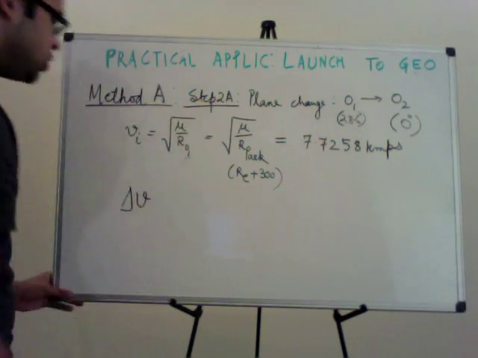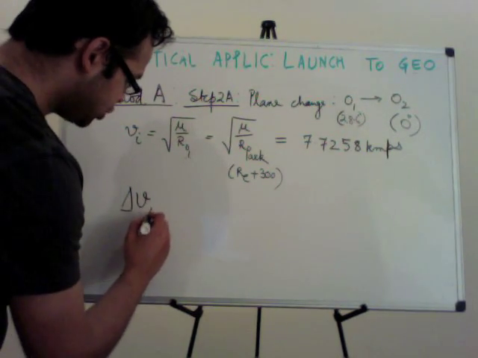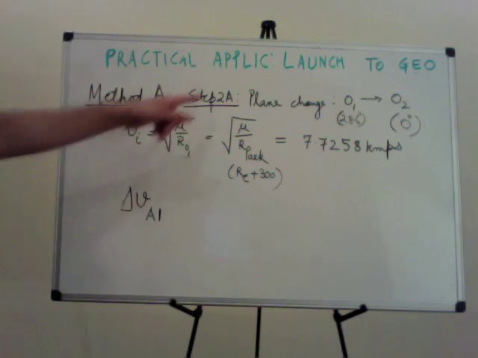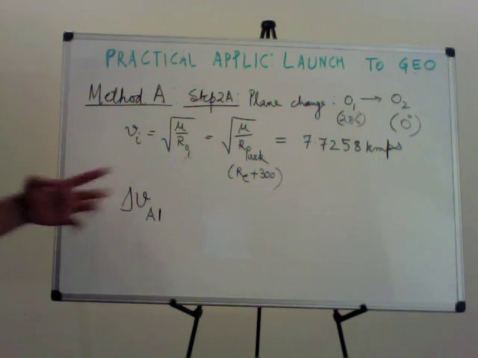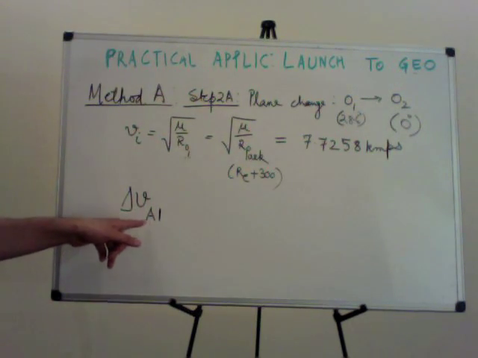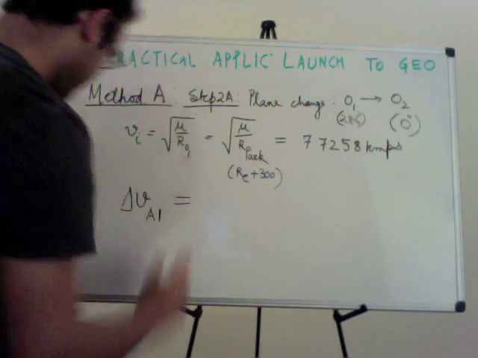Now delta V plane change. In my notes I have an unfortunate notation. I'm calling this delta V A1, method A, first delta V. I should have actually called it delta V A2 because it's step 2, but it's the first delta V that takes place in step 2. That's why I have A1. So method A, first delta V.